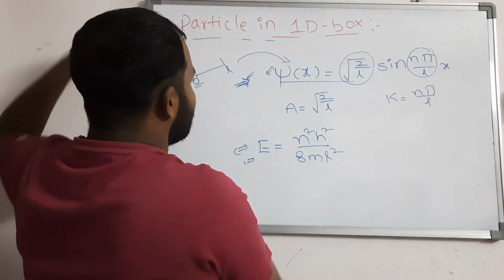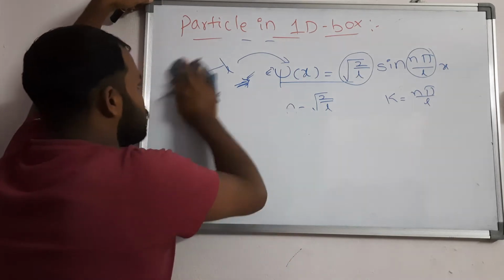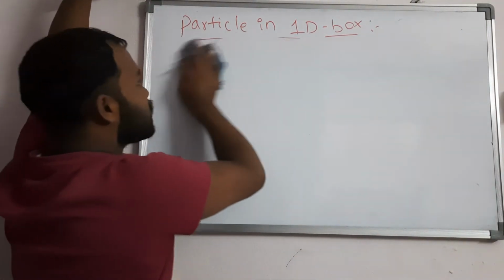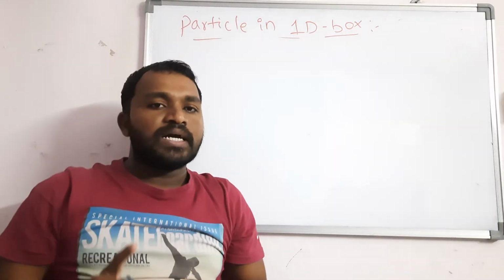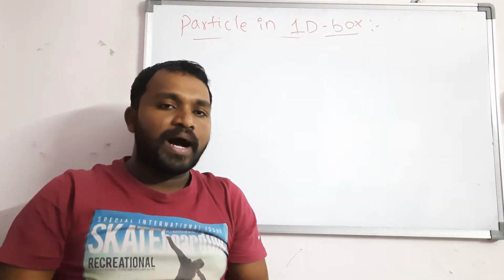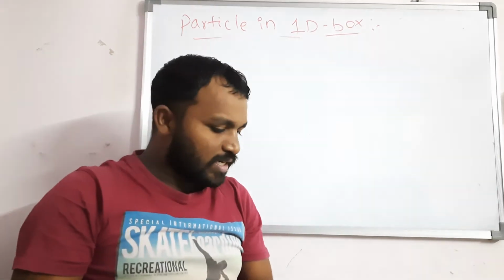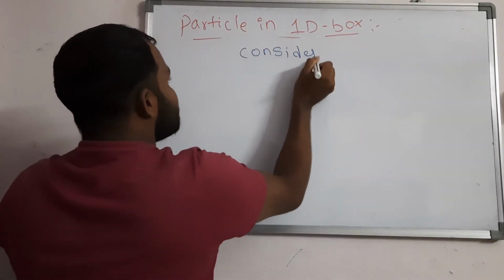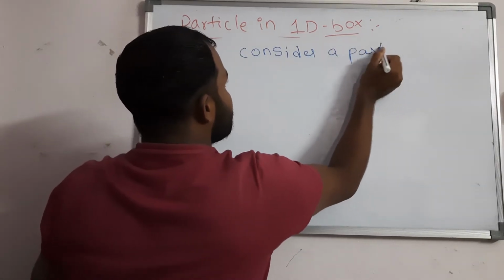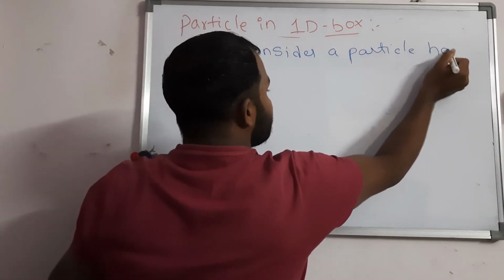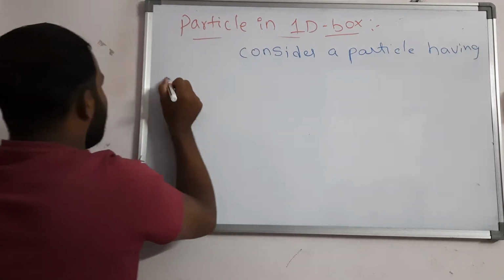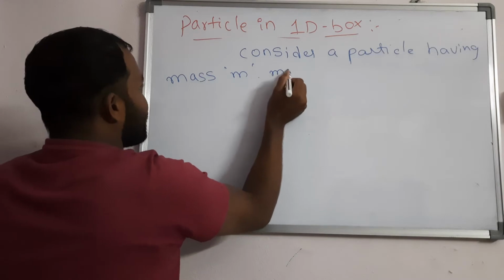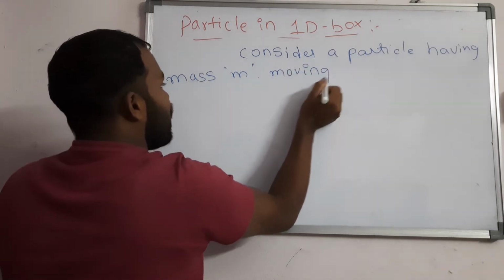In the particle in a 1D box, first you should start by considering a particle. First consider a particle of mass m moving along the x direction. That means I am writing: consider a particle having mass m, moving along the x direction.